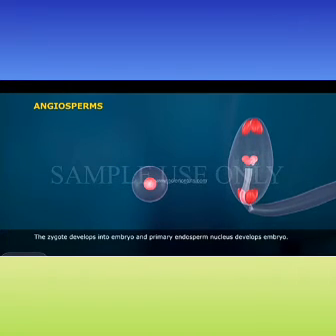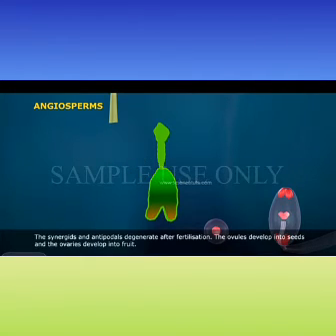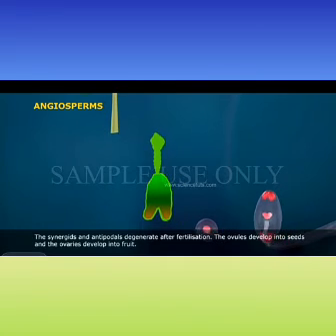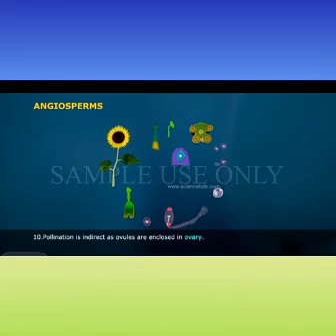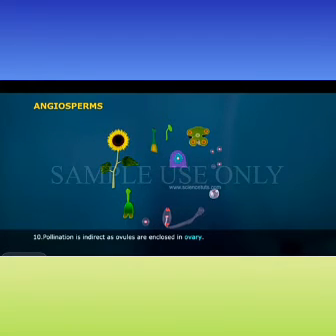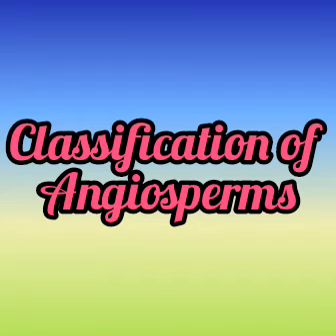So in angiosperms you can see double fertilization. The zygote develops into the embryo and the primary endosperm nucleus into the endosperm. The synergids and antipodals degenerate after fertilization. Then the ovules develop into seeds and the ovaries develop into fruits. Pollination is indirect as ovules are enclosed in the ovary. The male gametes are non-motile and water is not essential for fertilization.